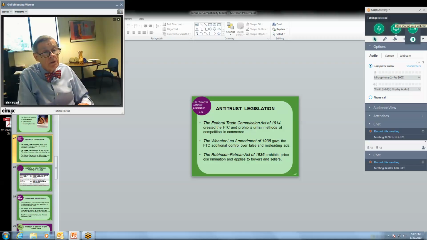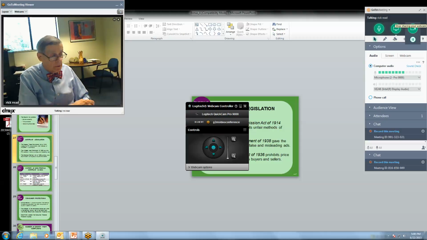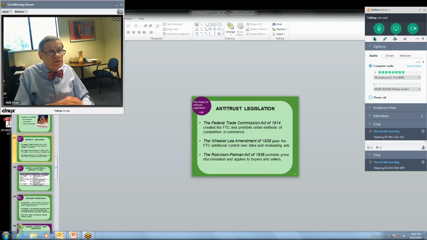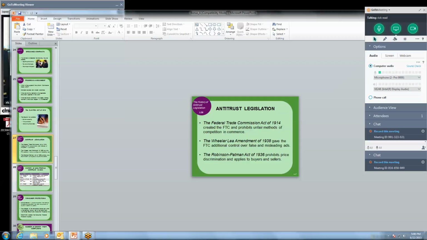The Wheeler-Lee Amendment Act of 1938 amended the Federal Trade Commission Act, outlawed false and misleading ads, and not only outlawed them, but gave the FTC the authority to police those type things. And the Robinson-Patman Act of 1936 prohibits price discrimination between buyers and sellers. So it doesn't apply just on one side, it applies on both sides.